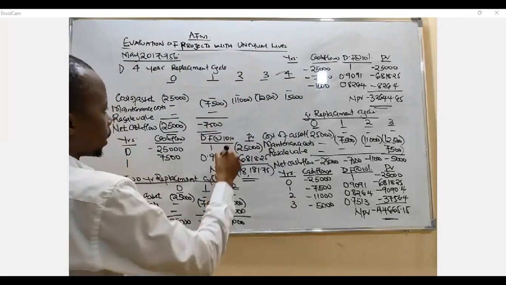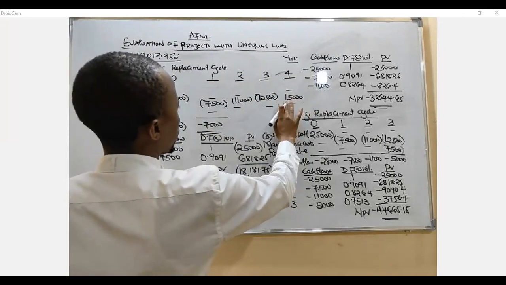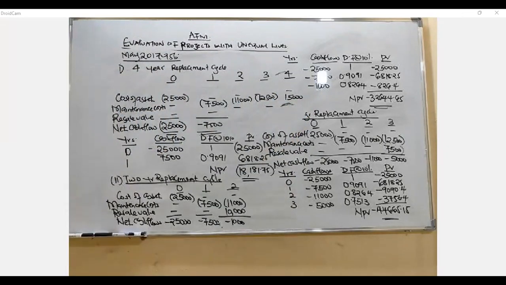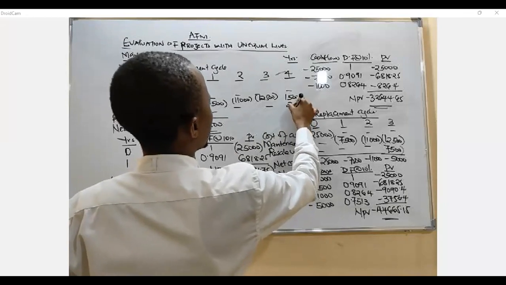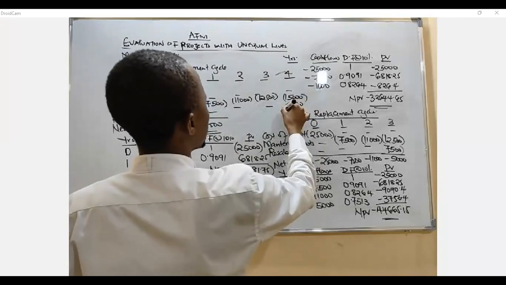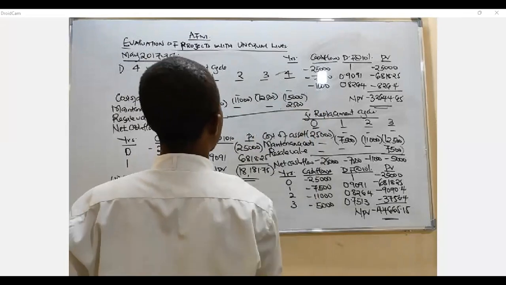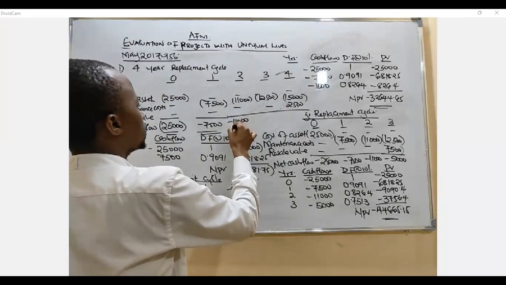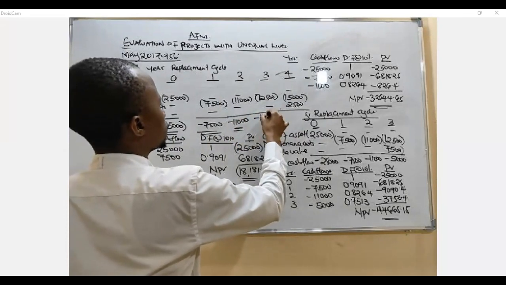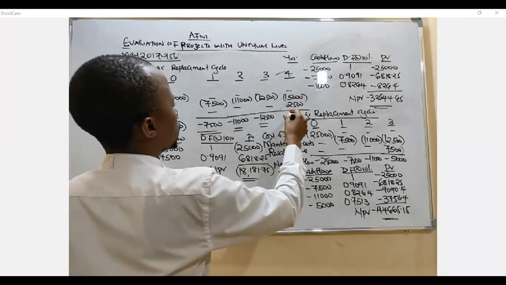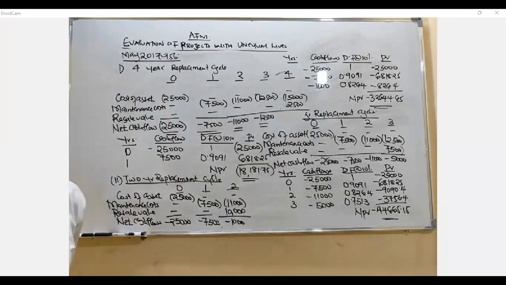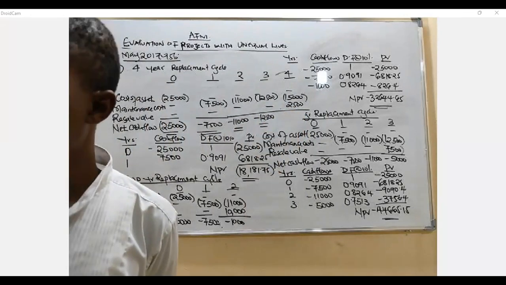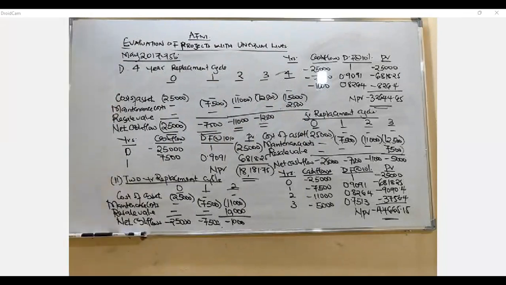Now, what about the resale value? The resale value, we only pick for year 4, amounting to the resale value of 2,500. Remember, these are negatives. So how much are you getting here? The year 4 explanation. Year 4 replacement cycle.